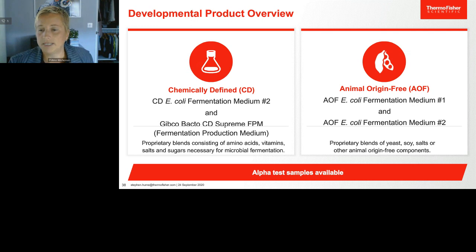And we aim to launch the Kipco-Bacto CD Supreme fermentation production media next year. And the AOF, animal origin-free E. coli fermentation medium, consistently outperforms the terrific broth, which is animal origin, and we are aiming to launch this in 2022. So if you're interested in testing any of the E. coli prototypes or peptones, please do contact us.